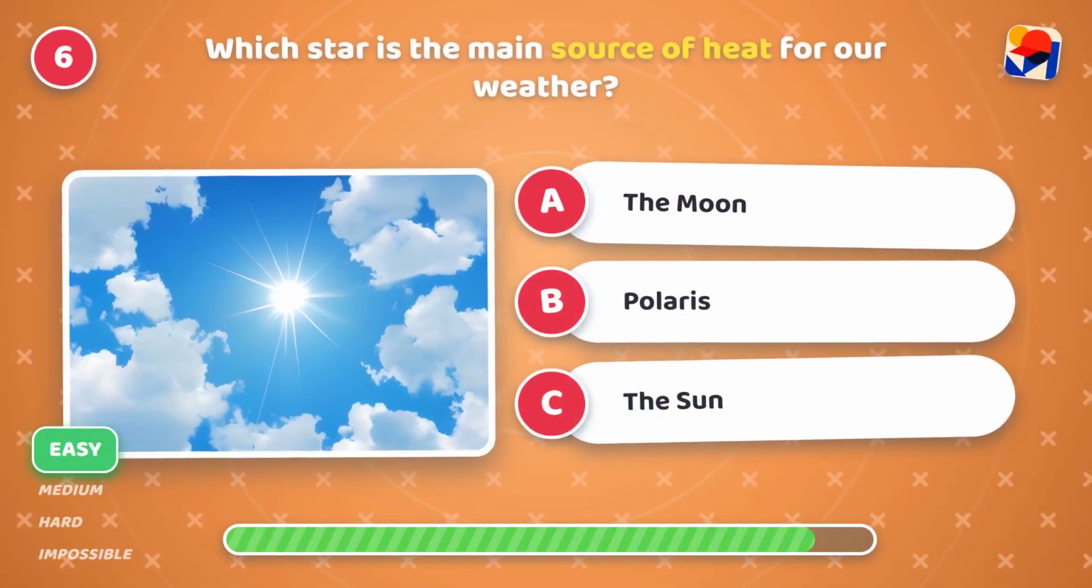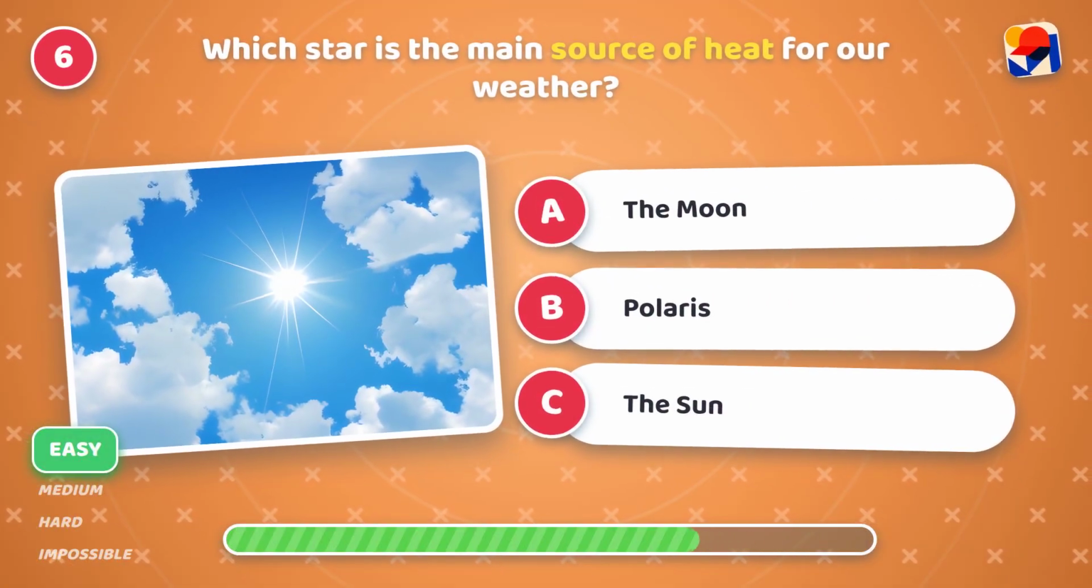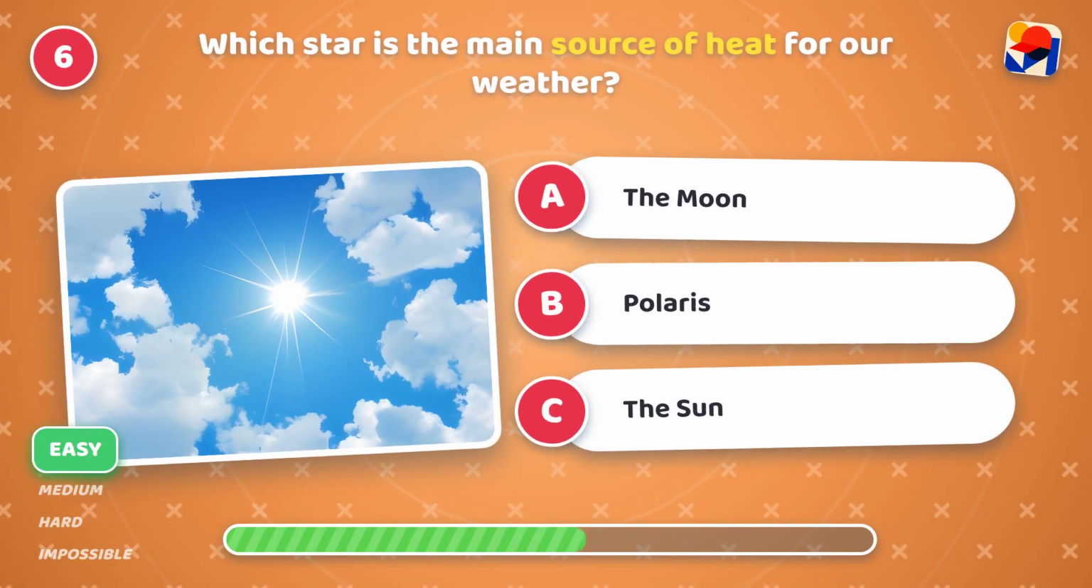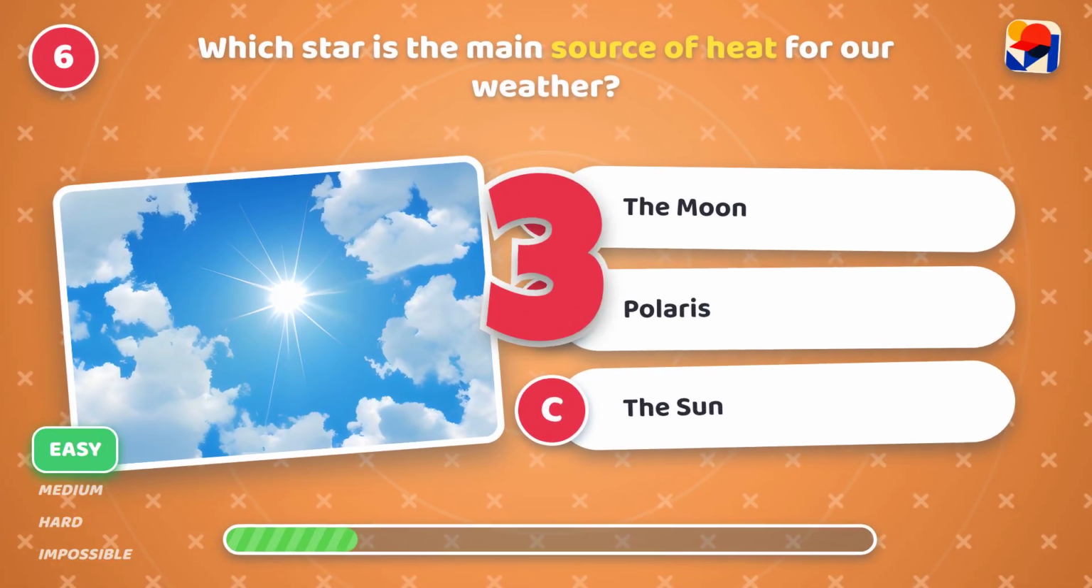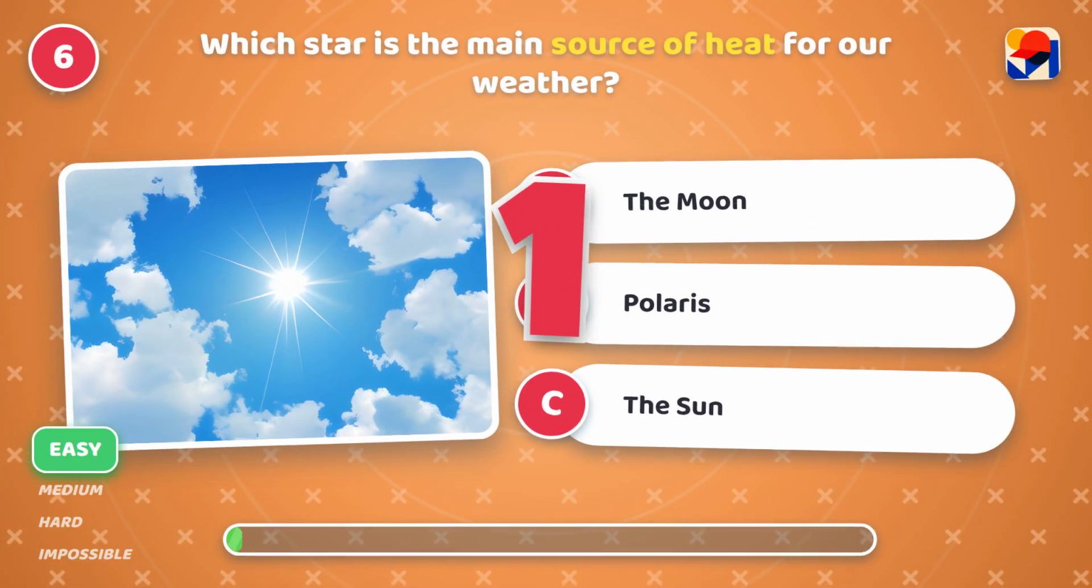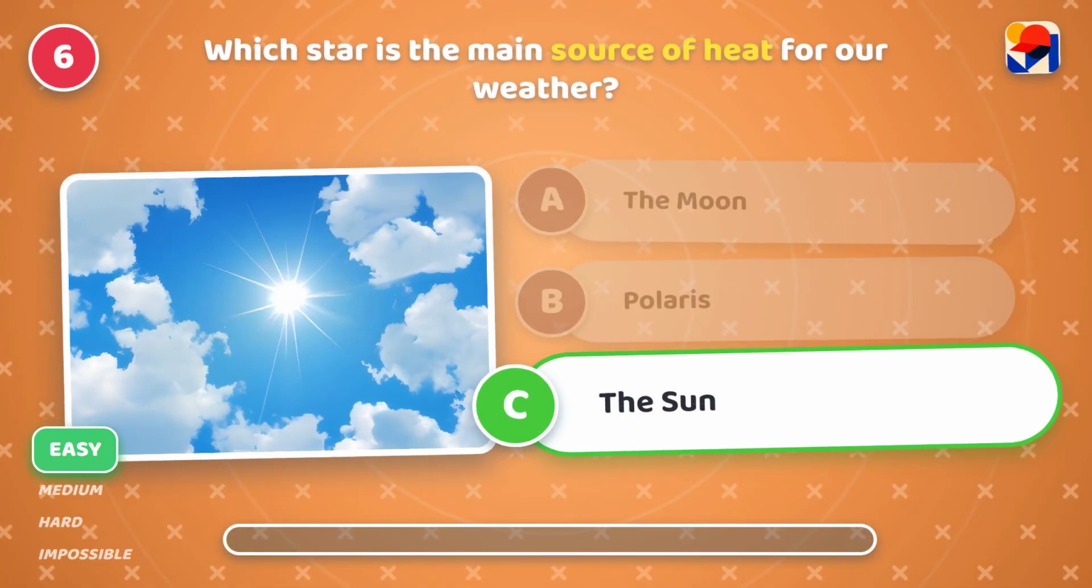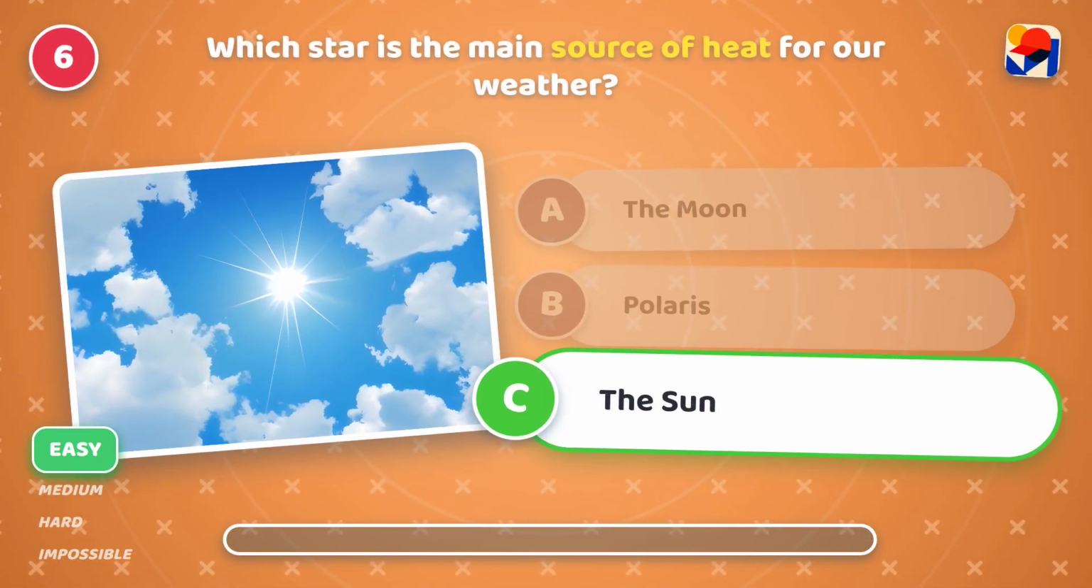Which star is the main source of heat for our weather? Is it A, the moon, B, Polaris, or C, the sun? It's C, the sun. It drives all weather and seasonal changes.